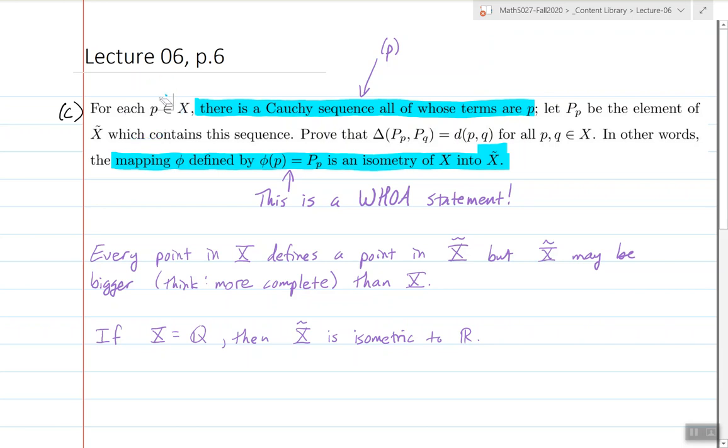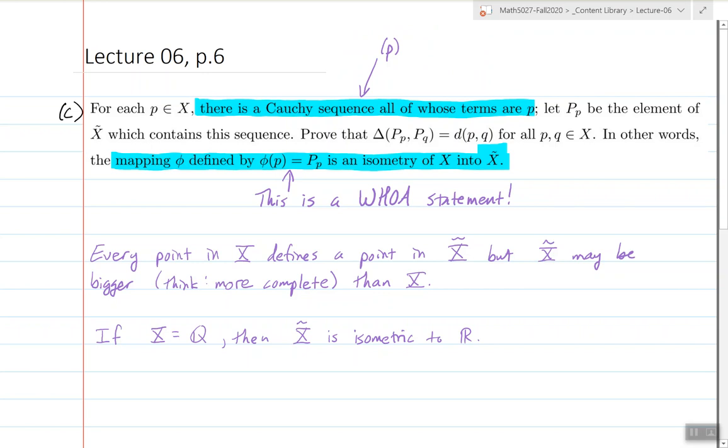Okay? So then you're saying let capital P sub p be the element of equivalence classes within X tilde that's a single point which contains that sequence. Because maybe there's other Cauchy sequences that are equivalent to the constant sequence of all p's.